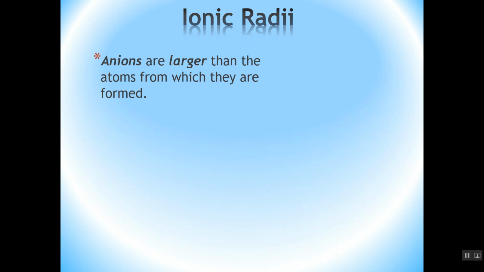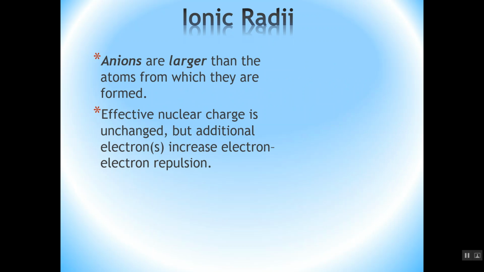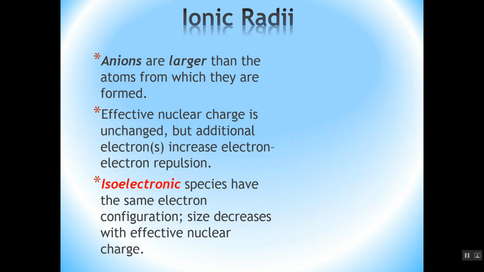Okay, then we get to anionic radii. So again, we know that anions, that is, negatively charged ions, are formed as a result of an atom gaining electrons. So how does that affect the size of the resulting anion compared to the atomic size? Well, it turns out that anions are larger compared to the size of the atoms from which they're formed.